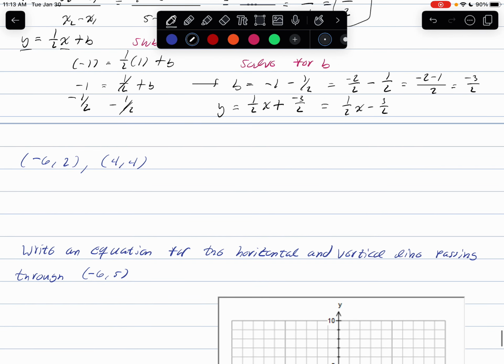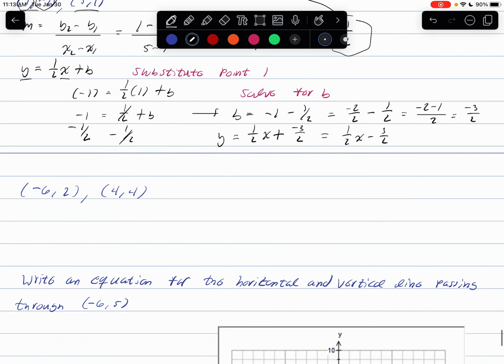All right, let's try this line. Here we have a line that is going through the point (-6, 2) and the point (4, 4). All right, so we start by trying to find our slope.